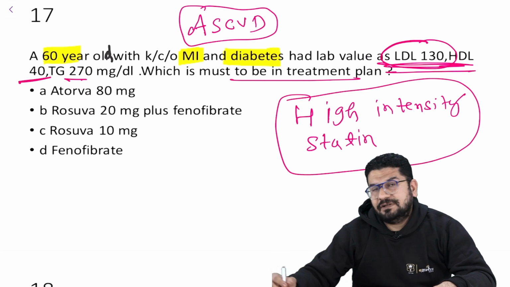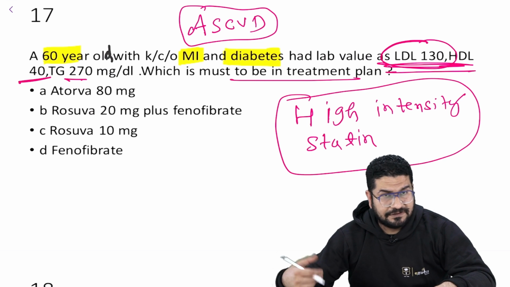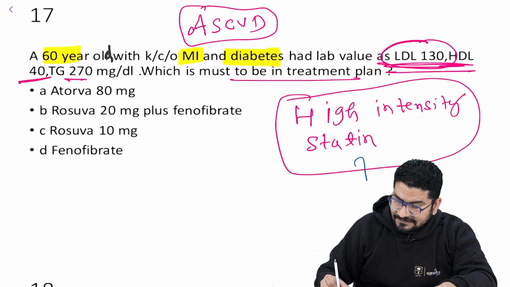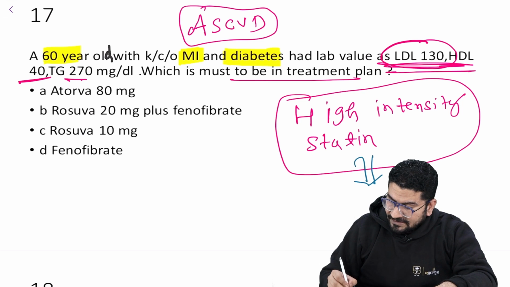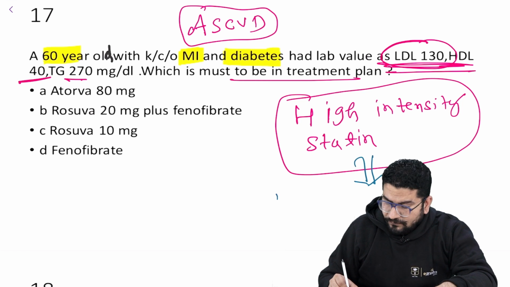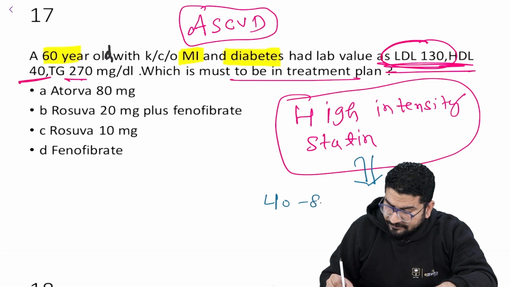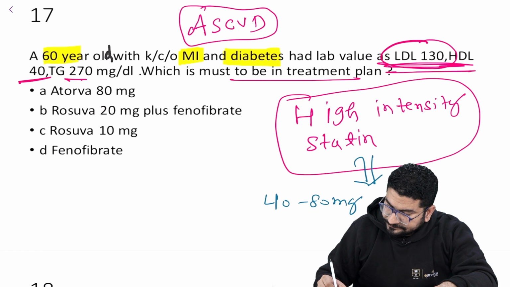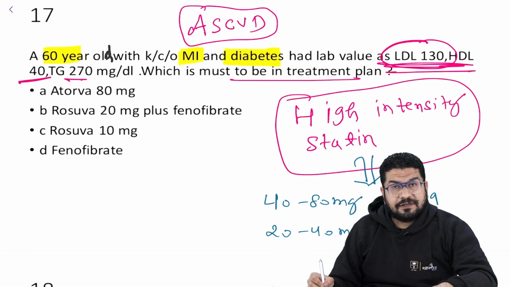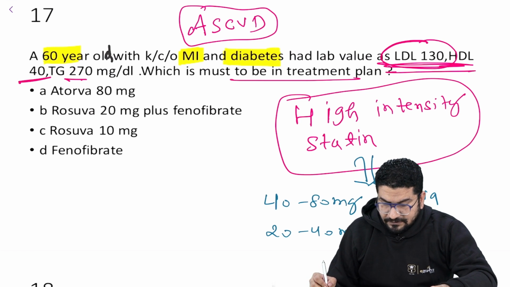High intensity statin therapy we give to the patient, and this is a very effective strategy. This question came in 2019 also. Again, this is a repeat question. So understand this, high intensity statin we give in a patient. The dose is 40 to 80 mg of atorvastatin and 20 to 40 mg of rosuvastatin, right? So this is what you should remember.